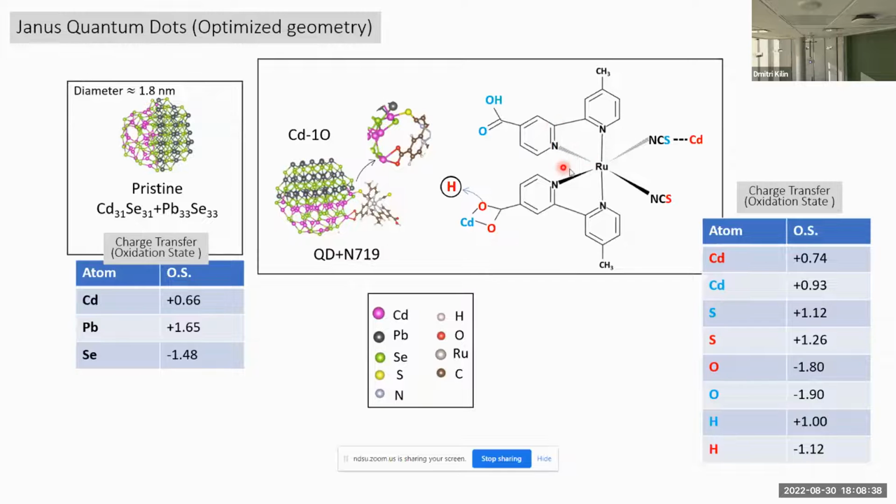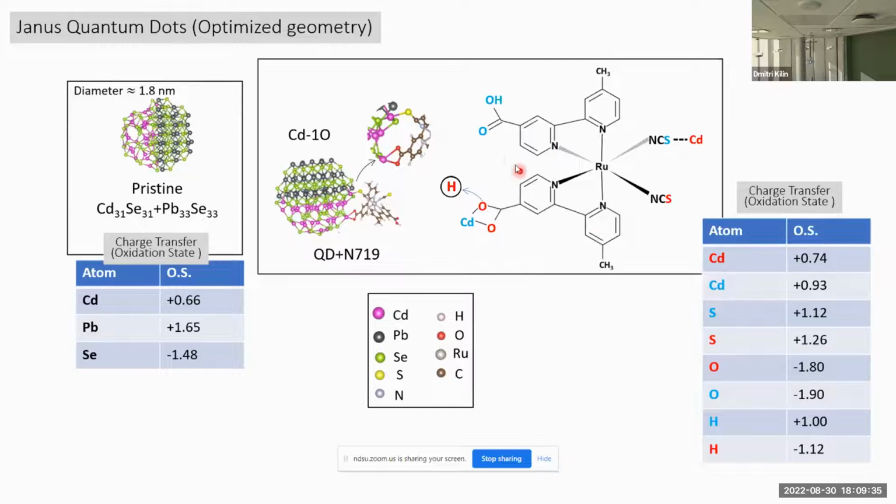And the right side is the schematic representation. The dye has 2 sulfur atoms, which are represented by this yellow color, and 1 sulfur is absorbed with the cadmium, and the other sulfur is free on the dye molecule. In this color representation, I attached the charge transfer value or oxidation state for the atoms which are close to the absorbing site. And this red color Cd, which is near to the sulfur or making a bond to the sulfur, has plus 0.74, and the cadmium which is close to the COOH group of the dye has plus 0.93.